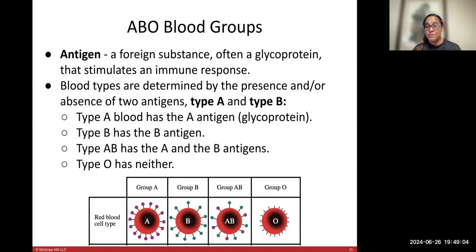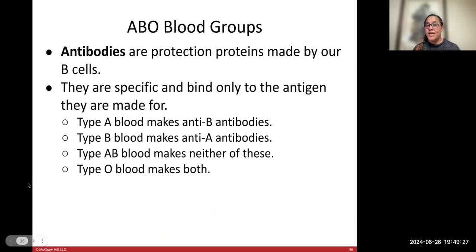Blood types are determined by the presence or absence of two antigens, type A or type B. Type A blood has the A antigen. Type B has the B antigen, type AB has both, and type O has neither. At the bottom, it's just represented by different shapes or the absence of them. It's just for visualization.